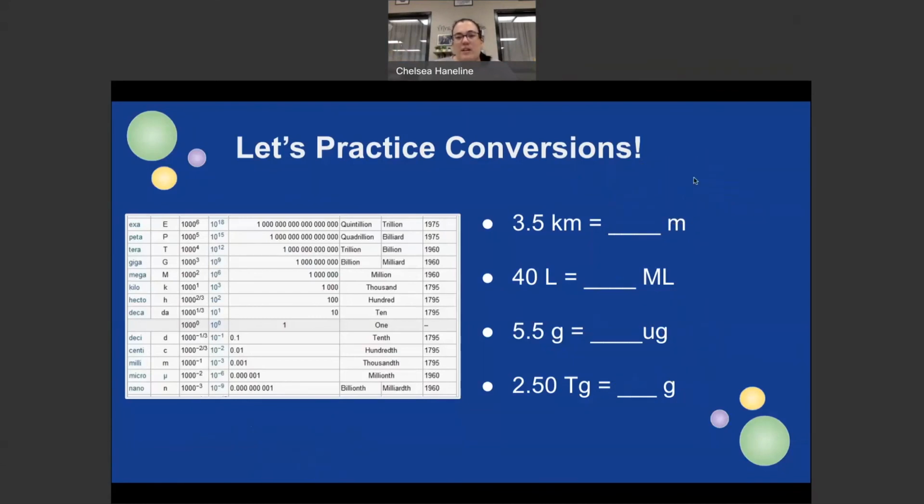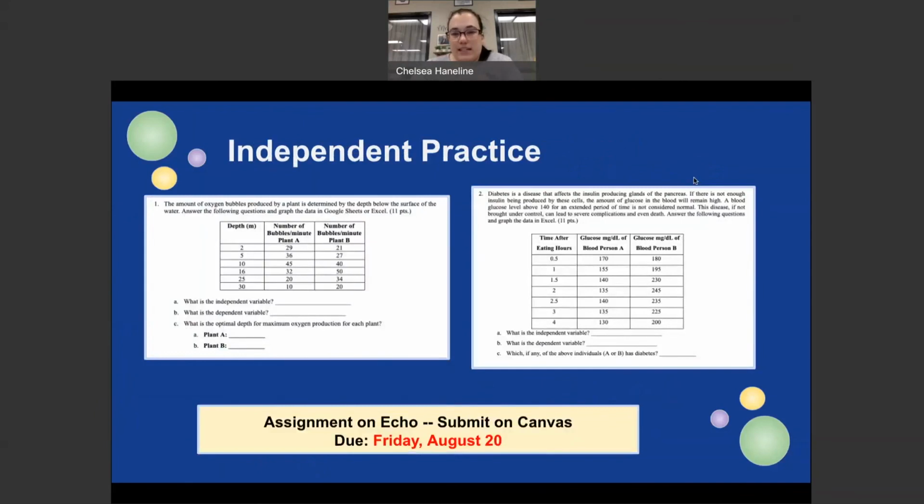All right, so you do have some independent practice with this. That independent practice is on Canvas, linked to an assignment called Graphing Practice. You can use this to help you understand how to graph and also do some conversions. This is due on Friday, August 20th.